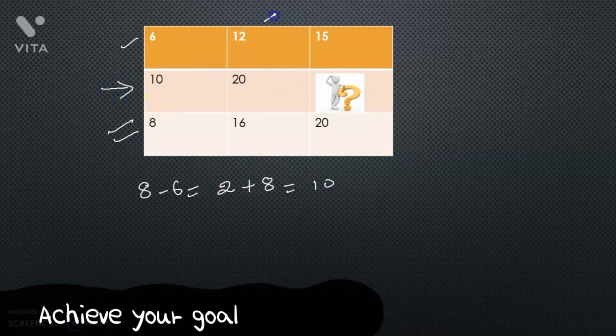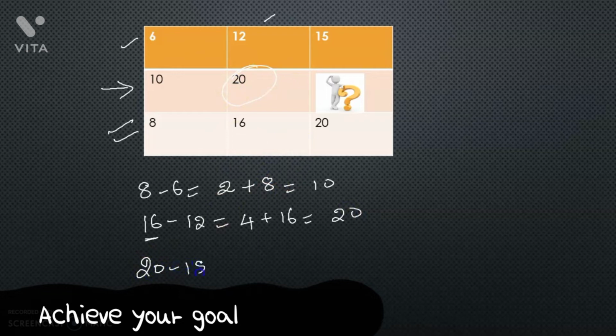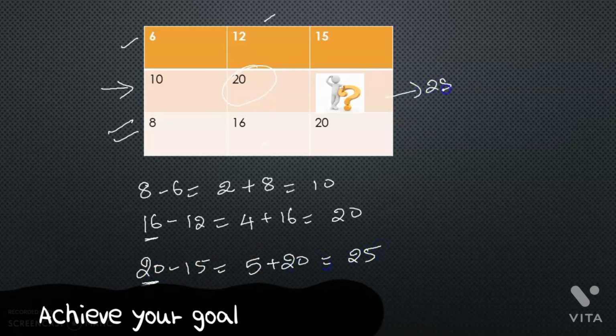And similarly I am going to subtract the first two terms, that is 16 minus 12, this is nothing but 4, plus once again add with the last number, 16 itself, so that we get 20, isn't it? And similarly 20 minus 15, this gives 5, and once again I am just going to add with this 20 itself, so it is 25. So in this way, this is another way to find out the method.